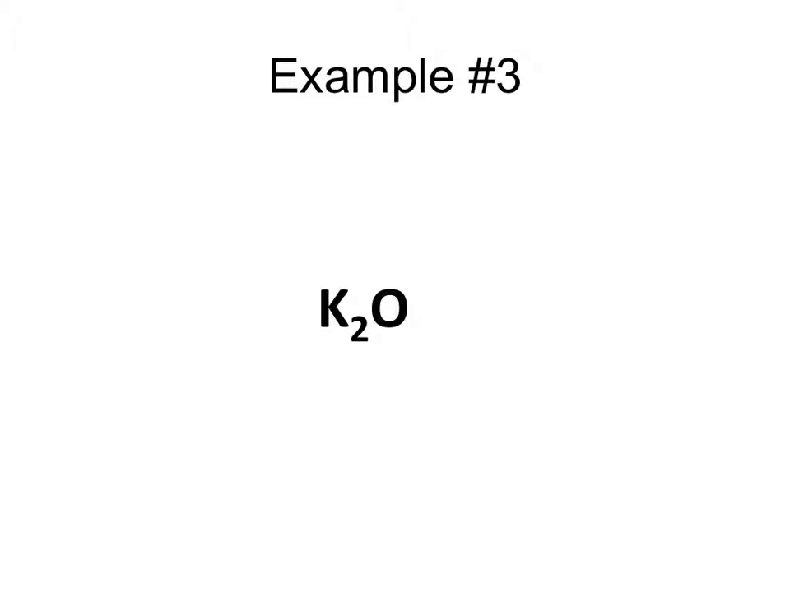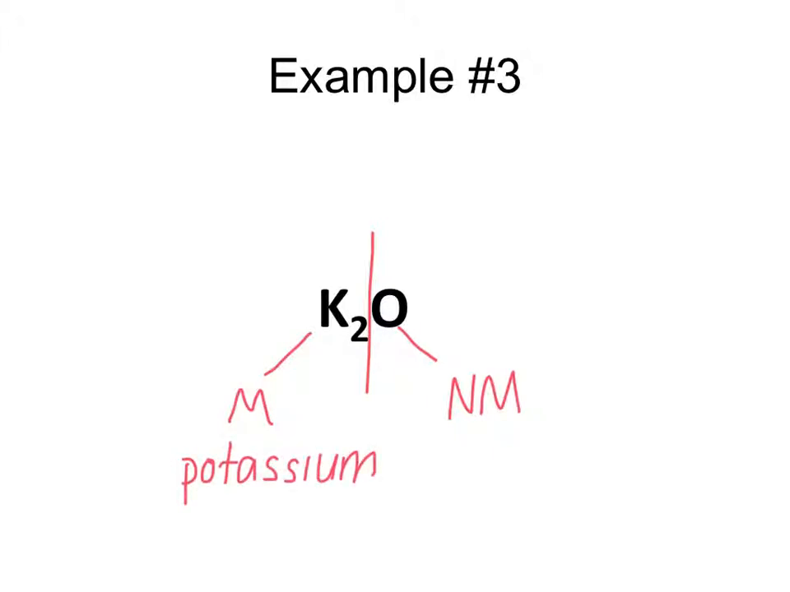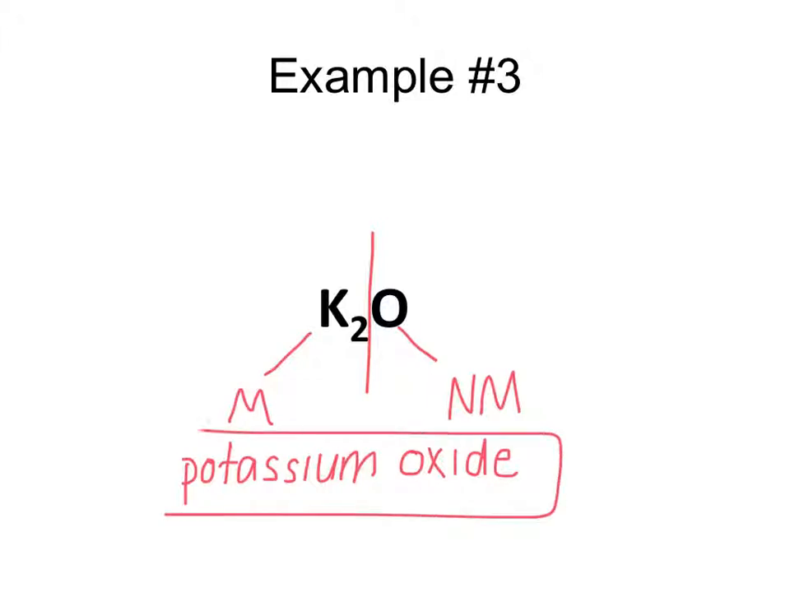Example 3 is also a binary ionic compound. We're going to cut that in half. This is your metal, and this is your nonmetal. So we will give K its regular element name, and we will take O, which is oxygen, drop the ending, and add "ide," potassium oxide.